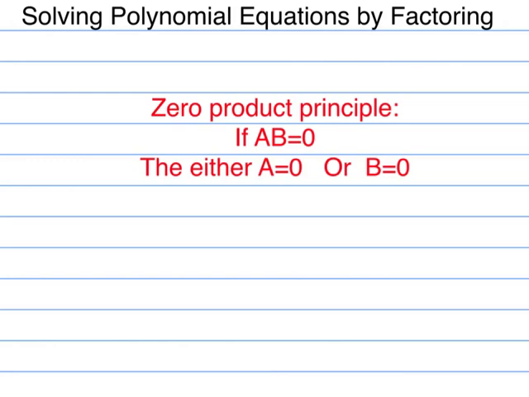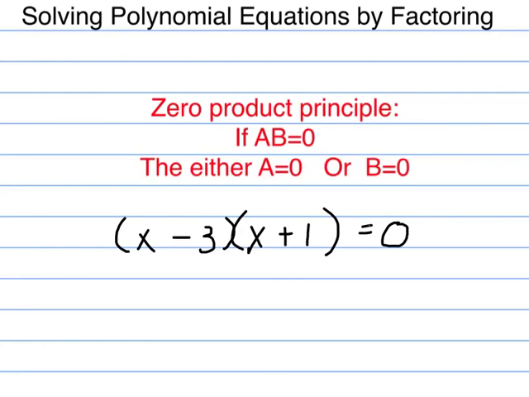The zero product principle says that if you have two things being multiplied, let's say A times B, and they multiply to equal 0, then either A or B must be equal to 0. So then the solution to A times B equals 0 is that A is 0 or B is 0. So we can apply that to something that has been factored. So let's say I have, like this, x minus 3 times x plus 1. And let's say that that equals 0.